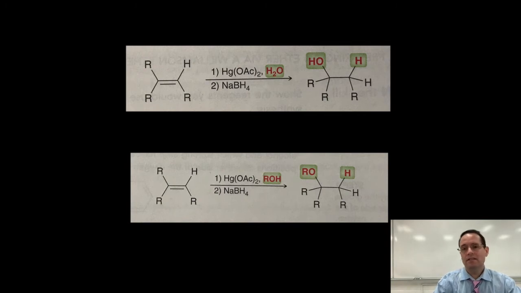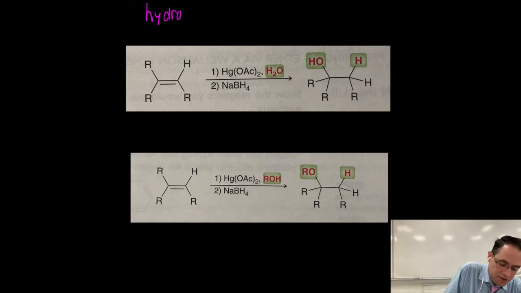The second way to synthesize ethers, as presented in the textbook, is through something called the alkoxymercuration-demercuration procedure. Previously, in chapter 9.5, we learned the hydroxymercuration-demercuration procedure.